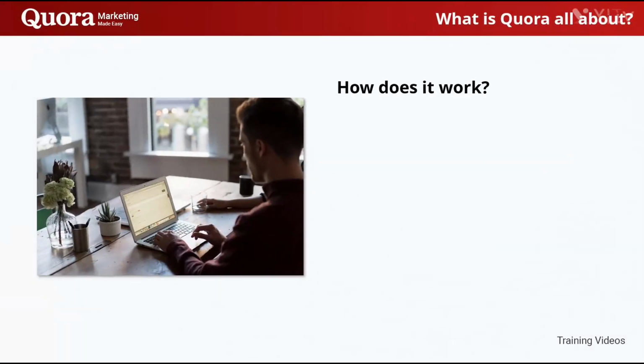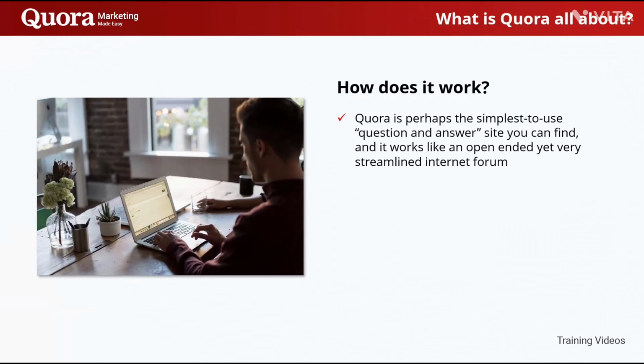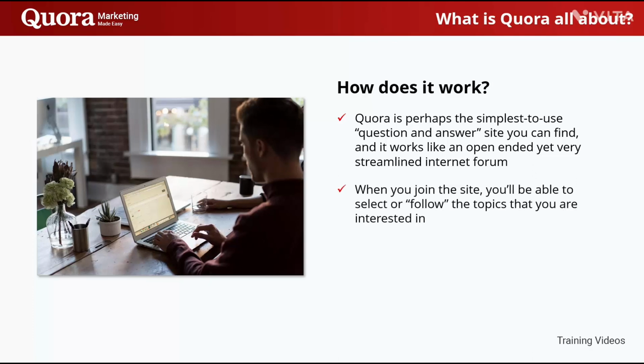How does it work? Quora is perhaps the simplest to use question and answer site you can find, and it works like an open-ended yet very streamlined internet forum. Anyone can join the site, and it just takes a few clicks to ask questions or give answers. When you join the site, you'll be able to select or follow the topics that you're interested in. Generally, people follow topics that they know about, so they can help others with answers, as well as topics they're curious about.